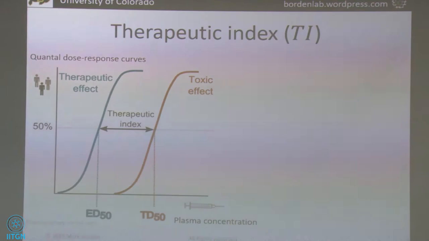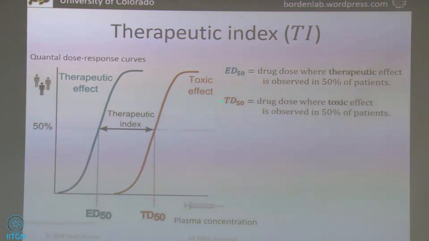So the effective dose 50, or the ED50, is the dose at which the therapeutic effect is seen in 50% of the population. And then there's the toxic dose, or the TD. In animals, sometimes you use the LD, which is the lethal dose, but in humans, obviously not. So for the toxic dose 50, you take the dose at which 50% of patients experience toxicity, you find out the concentration at which that takes place, and that's your TD50.